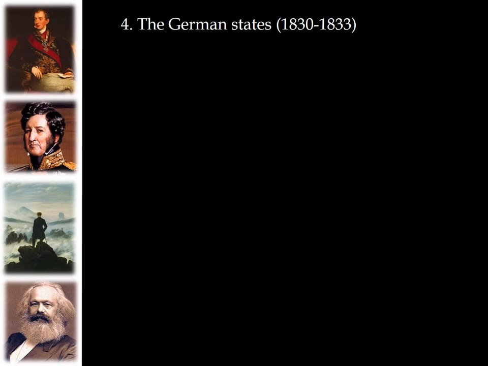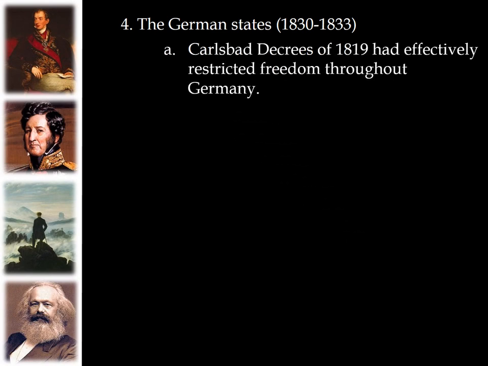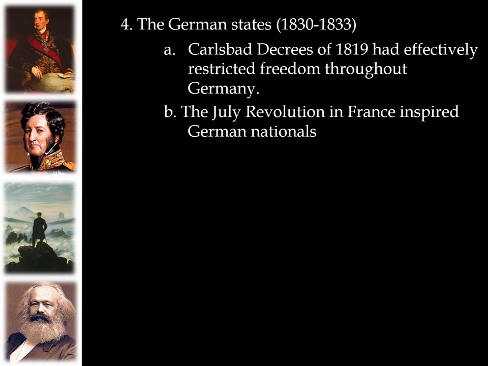In the German states, there's also some revolutions in the 1830s, 1830 to 1833 in the German Confederation. The Carlsbad Decrees of 1819 had effectively restricted freedom throughout Germany, forcing those nationalistic movements underground. But as I said before, they don't go away completely. They're still bubbling up to the surface now and then. And they do so in the 1830s.